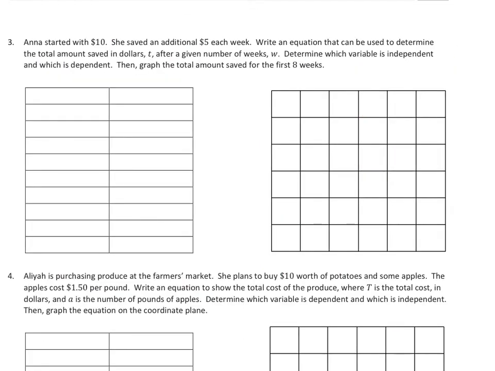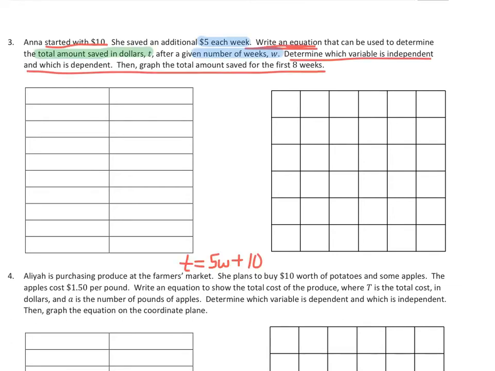So I'll give you a second to make sure that you've done yours. It is paused. Go ahead and write your equation. I wrote the equation total cost, or T, equals 5 times however many weeks, so $5 per week, plus the $10 she started with. So T equals 5W plus 10. What'd you get? All right, now fill out your table.